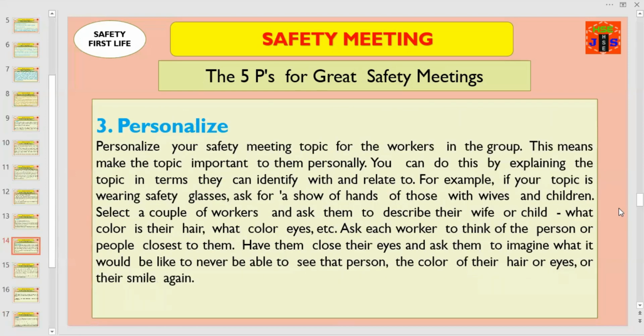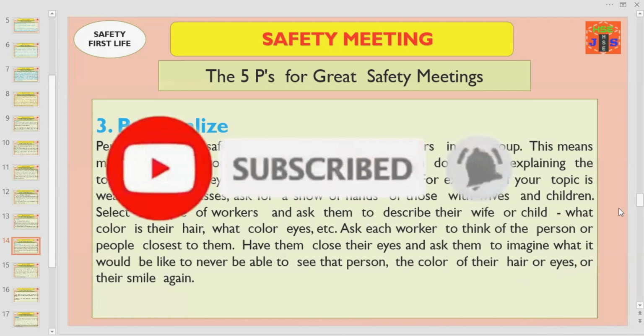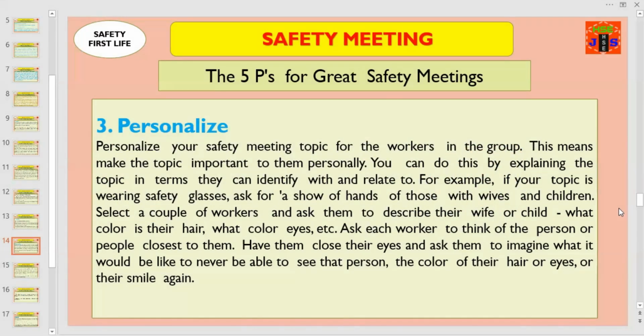Let us jump on to P number 3, personalize. But how? Personalize your safety meeting topic for the workers in the group. This means make the topic important to them personally. You can do this by explaining the topic in terms they can identify with and relate to.